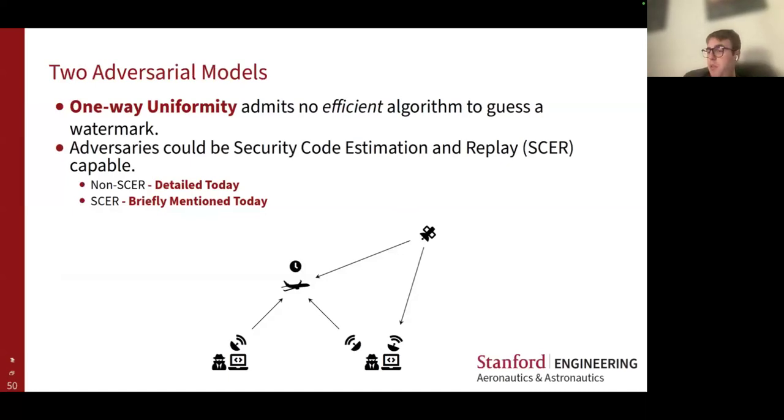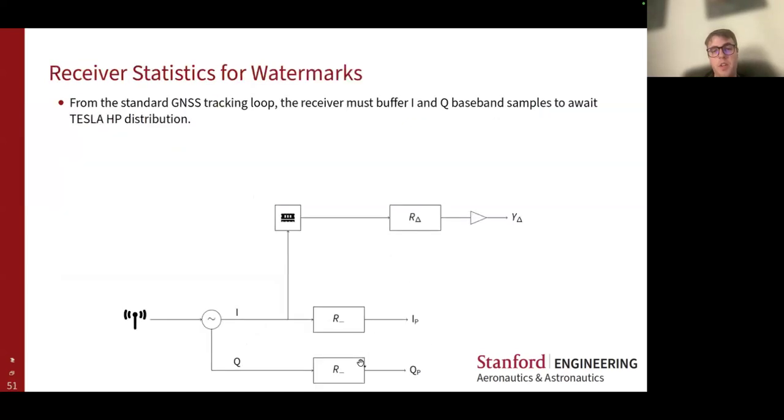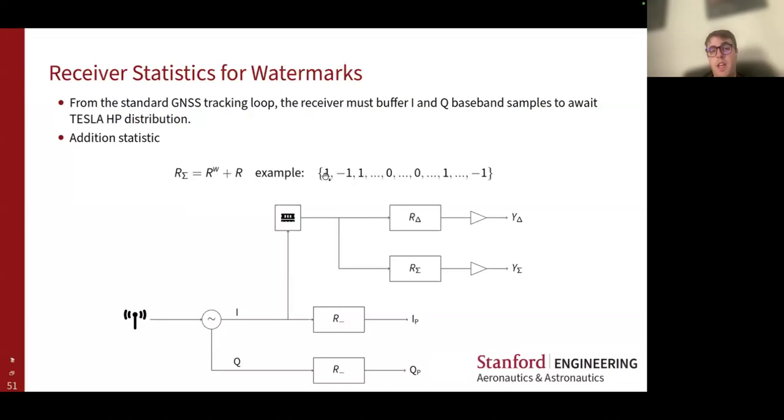Now moving back to our last couple slides, remember there were 2 adversarial models. This paper covers this one. Now let's talk about the SCR adversary. In order to deal with the SCR adversary, we have to introduce a second statistic. This is called R sum, so the nice symmetry here. This is the watermark replica plus the normal replica. And this is mostly ones, except for exactly 15 zeros in our intuitive example.